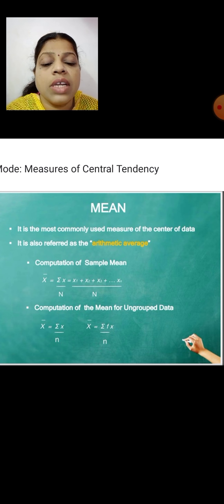Once again, let me tell you the formula to find the mean. X bar equals sigma x by n. And if its corresponding frequencies are given, what is the formula? Yes, x bar equals sigma fx by n. F is the corresponding frequency of each variable. So that is sigma fx by n.